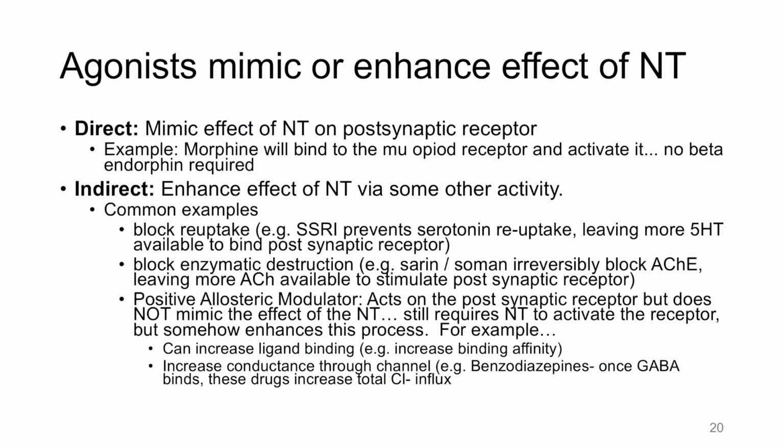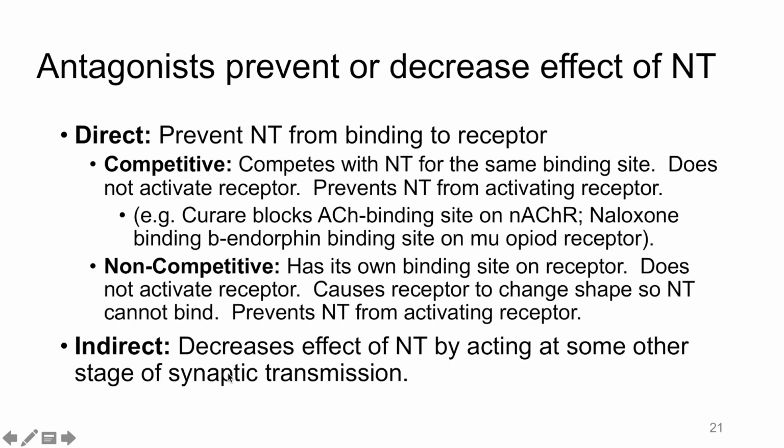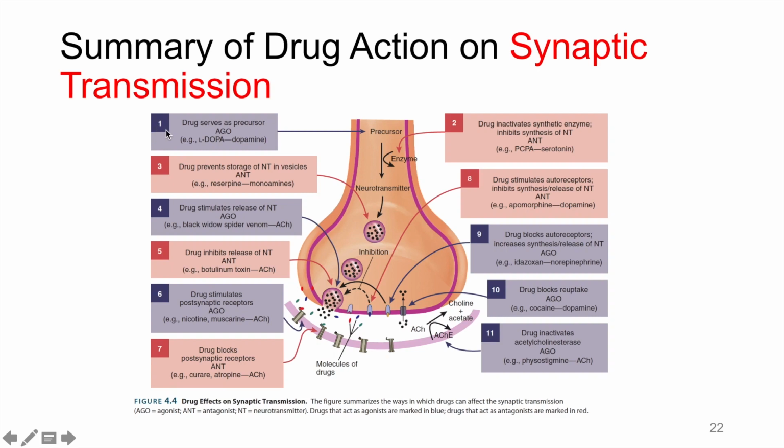To summarize, an agonist will either mimic or enhance the effect of a neurotransmitter. Antagonists, on the other hand, prevent or decrease the effect of a neurotransmitter. This is a useful figure to look at the stages of synaptic transmission and what an agonist or an antagonist would do at each stage.